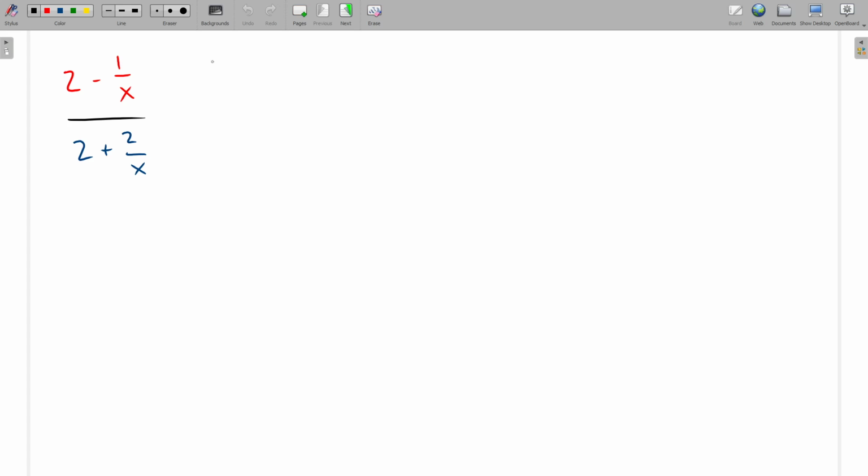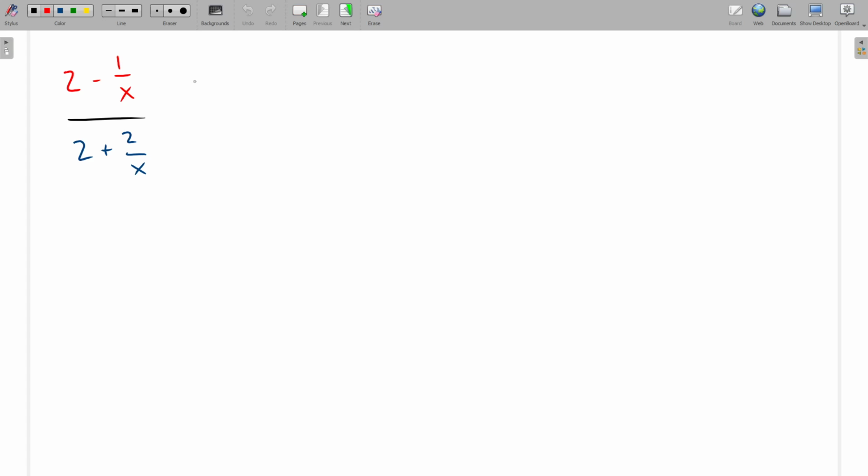So we can think of a compound rational expression as a fraction where the numerator of that fraction is some type of rational expression itself, and the denominator is also some kind of rational expression. In this first example, the numerator in red is a rational expression of 2 minus 1 over x, and the denominator is also a rational expression in the form of 2 plus 2 over x. The way we want to deal with this is to look at the top and the bottom separately. That's why they're color coded.